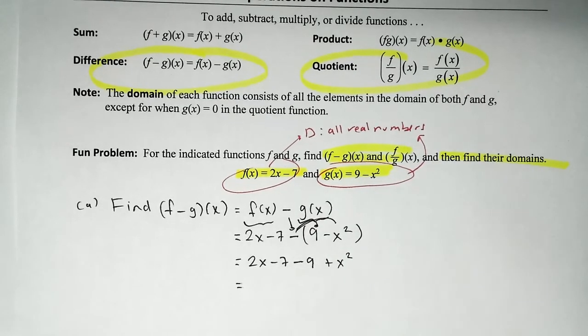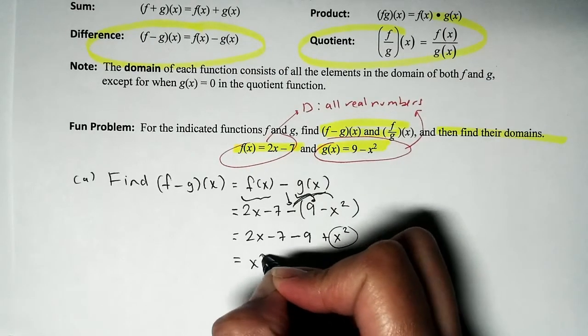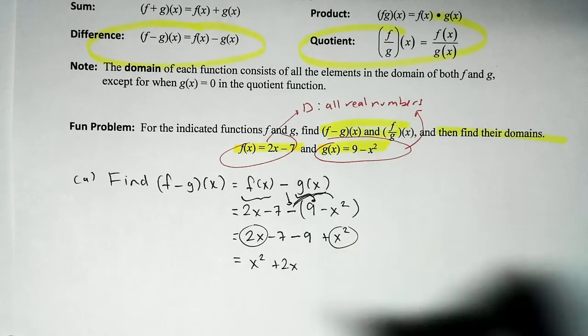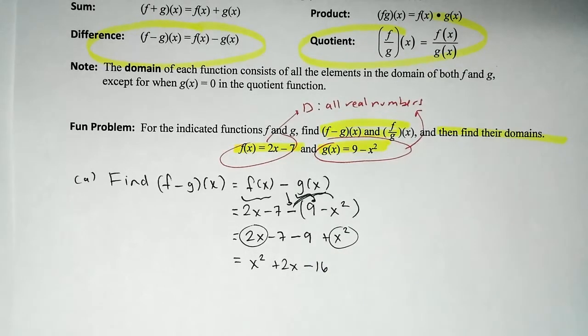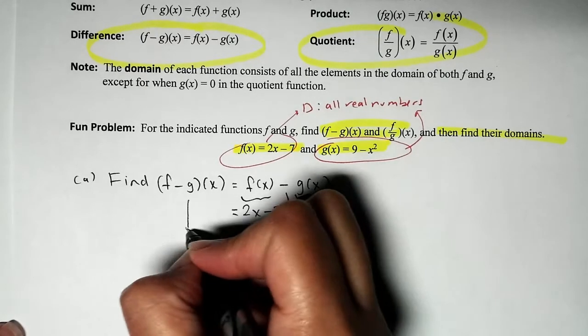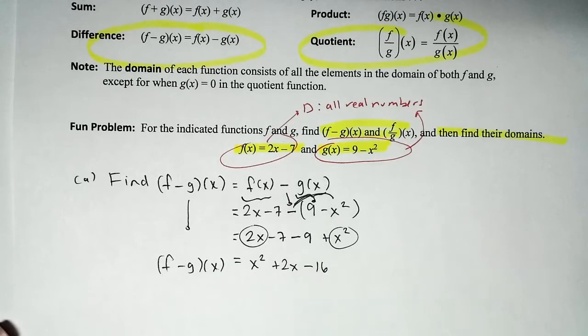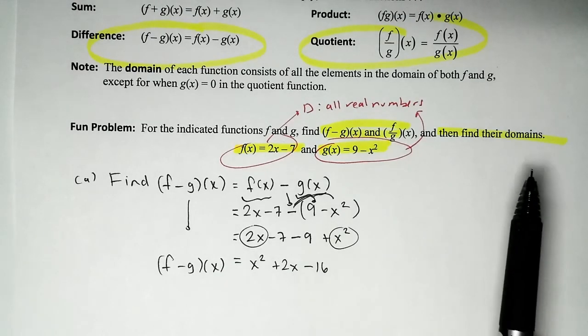Let's go ahead and write down these terms in descending order. We only have one squared term. We only have one linear term, or one x term. And when we combine the constants, negative 7 minus 9 will give us negative 16. And because there is more than one problem here, I want to tell the reader what equals x squared plus 2x minus 16. We want to tell the reader, oh, it's the difference. So f minus g of x equals that. We box it and move on.